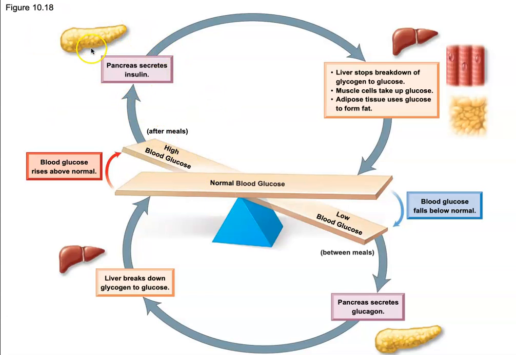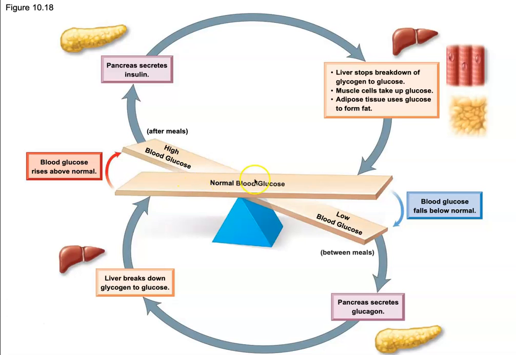the pancreas is going to secrete insulin. That insulin is going to encourage the liver to stop the breakdown of glycogen to glucose, so we're not putting more sugar into the blood. It's going to encourage muscle cells to take up that glucose to help absorb it out of the blood, and it's also going to encourage adipose tissues to use glucose to form fat, so we can store that glucose for later use. That will help bring us back to normal blood sugar levels.